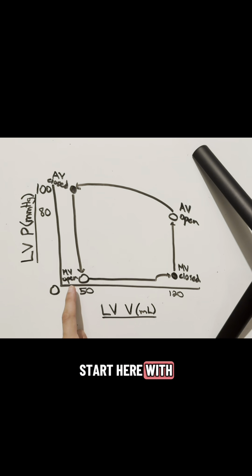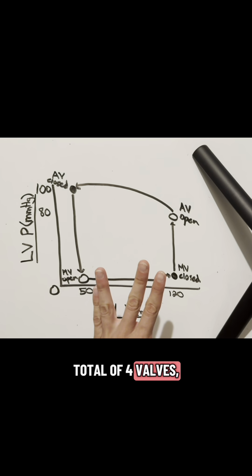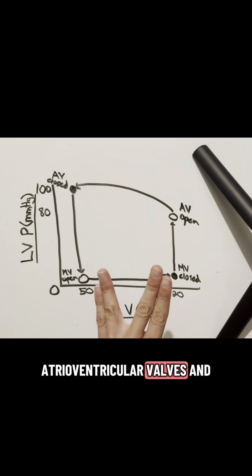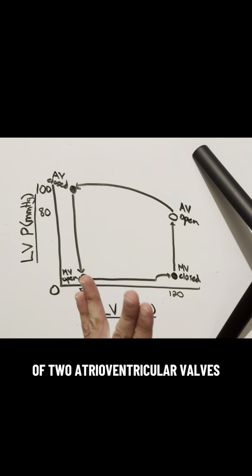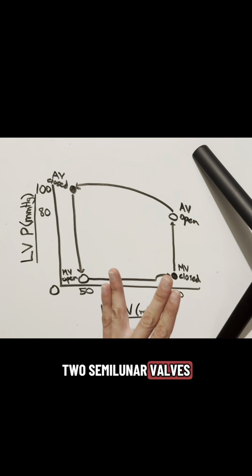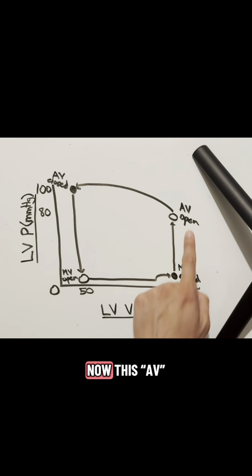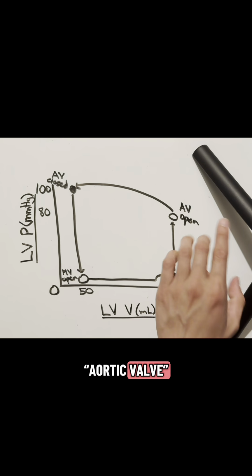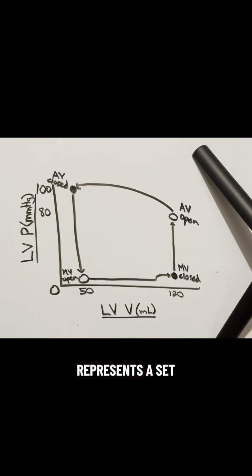So we're going to start here with the mitral valve being opened. Now, the mitral valve is one of two atrioventricular valves. We have a total of 4 valves, 2 sets, the atrioventricular valves and the semilunar valves. The other atrioventricular valve, other than the mitral valve, is the tricuspid valve, and the 2 semilunar valves are the aortic valve and the pulmonary valve. Now, this AV here stands for aortic valve, not atrioventricular valves, because the atrioventricular valves represents a set of valves.